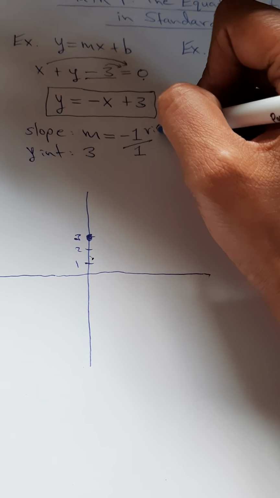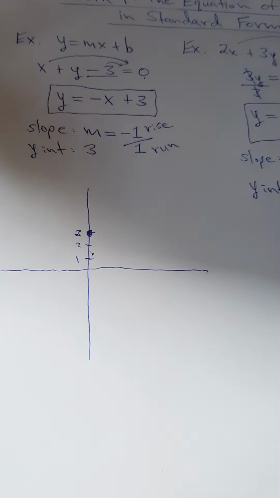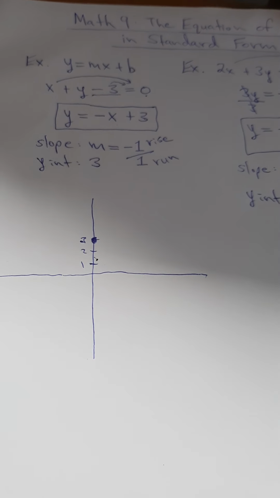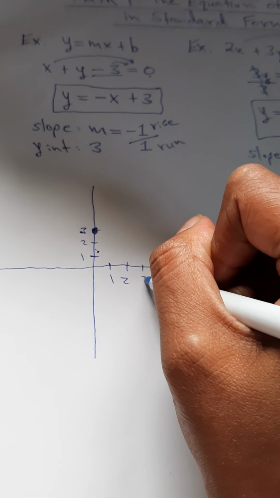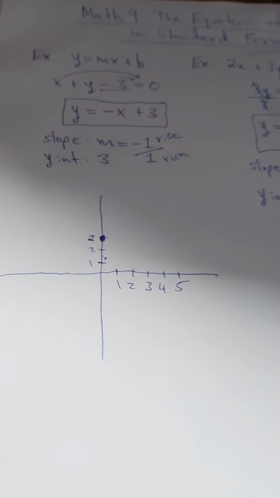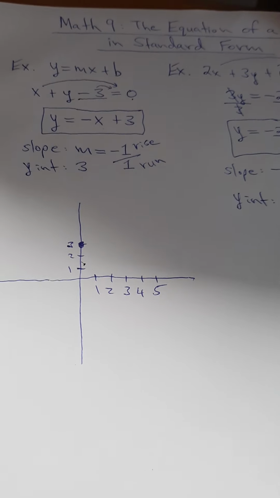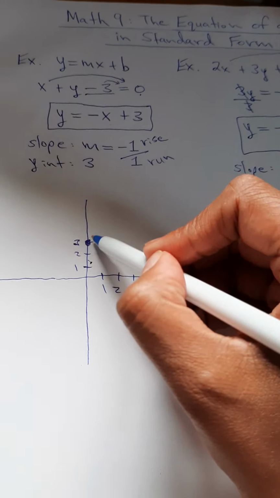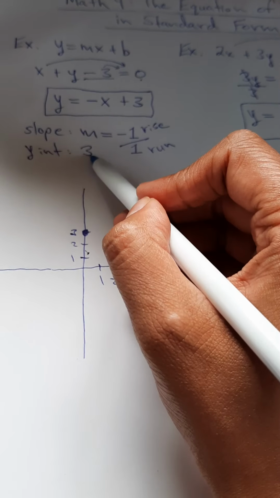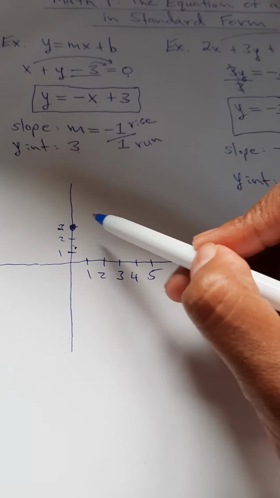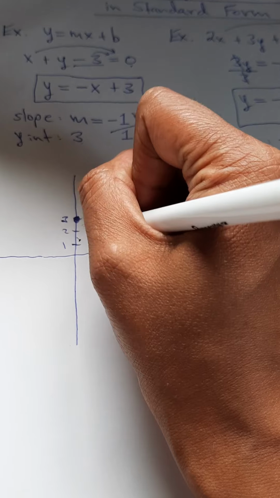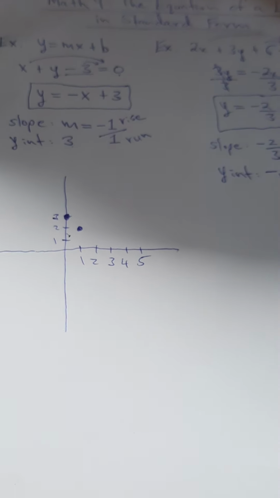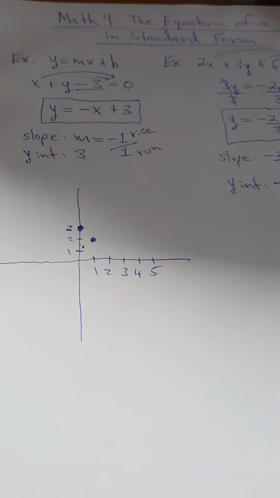So remember the definition of the slope is the rise divided by the run. Let's put some values on our x-axis here. Make sure you're labeling the x and y-axis. So the rise is negative 1. From the positive 3, my y-intercept, I'm going to go down 1. And the run is positive 1, so you're going to the right by 1. Does everyone see that?